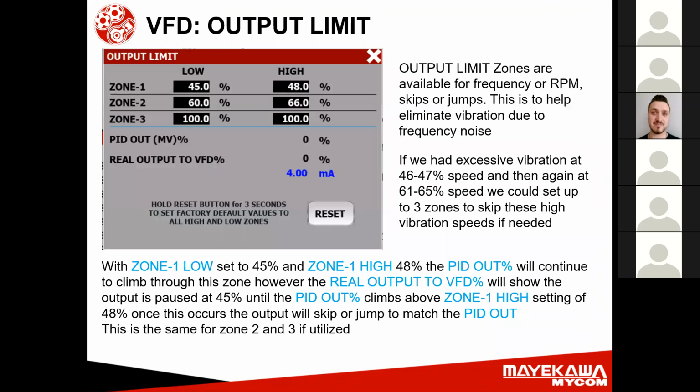One other quick note, the zones do need to be programmed in sequential order. So the highest percentage must be in zone 3, the lowest percent must be in zone 1.